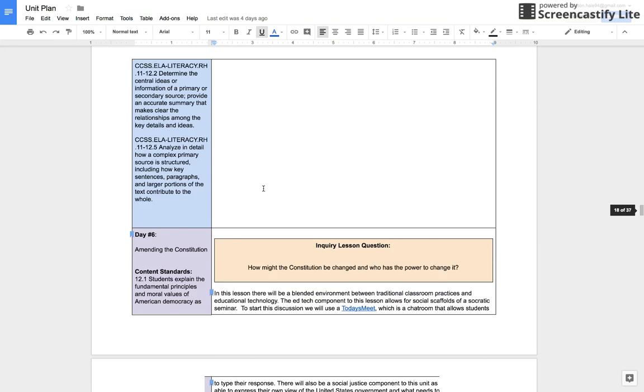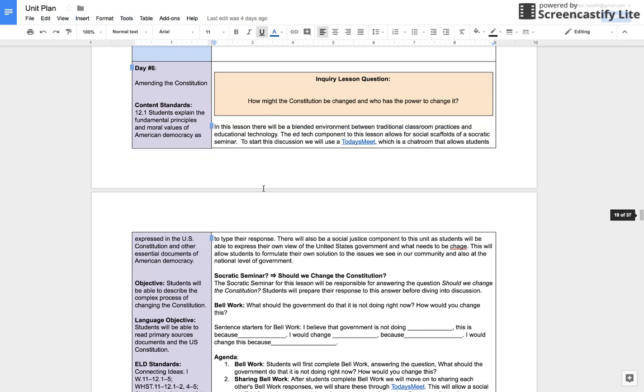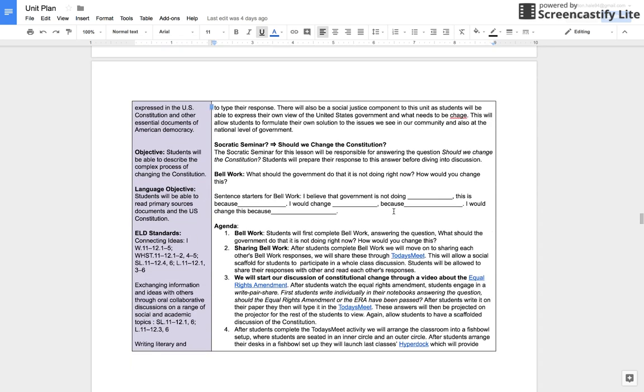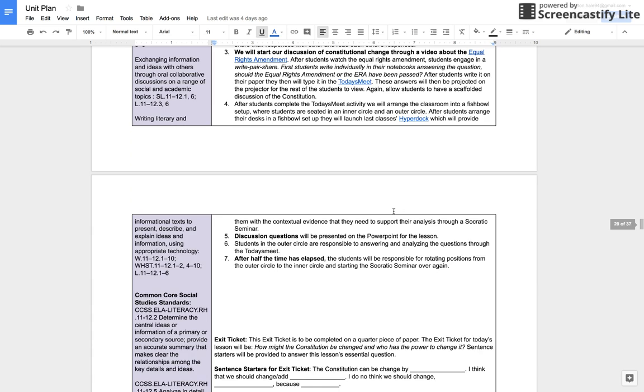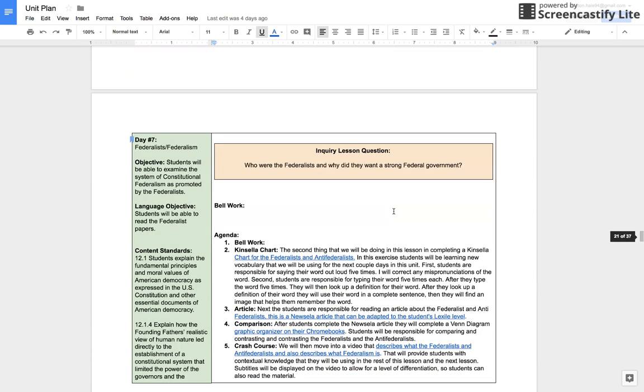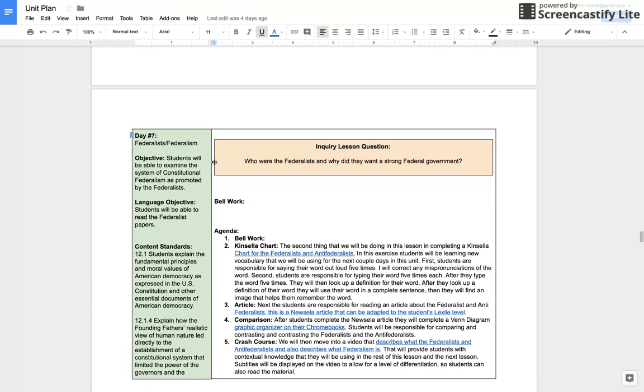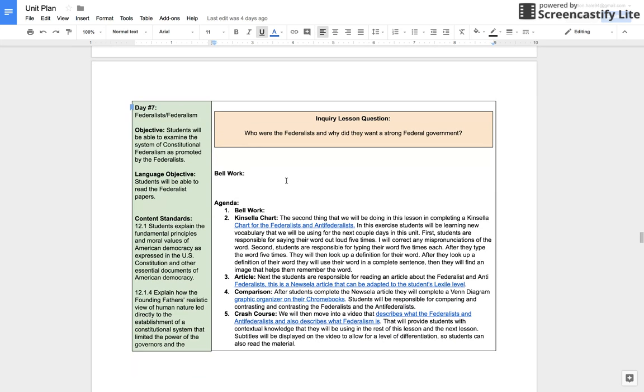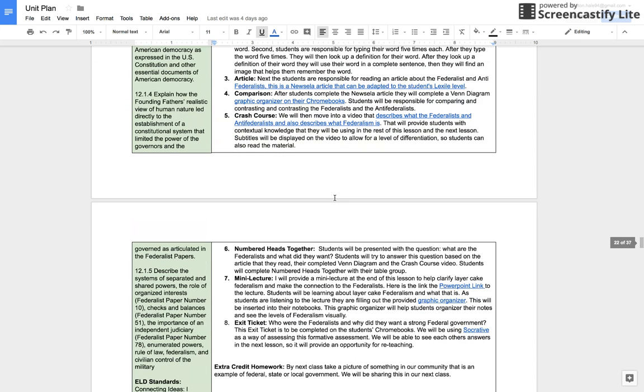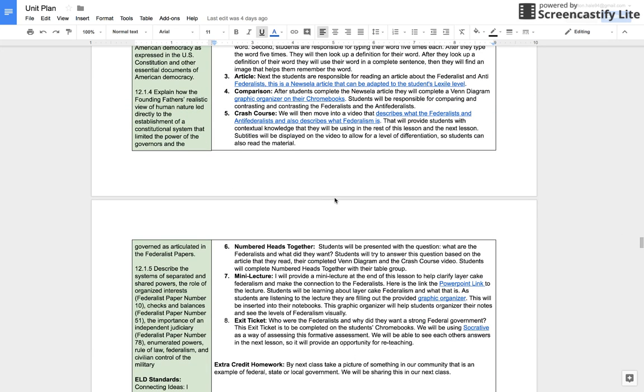If we keep on scrolling down, we see day 6 is how might the Constitution be changed? Again, on one of those shorter days, talking about the Equal Rights Amendment. Day 7, who were the Federalists and why did they want a strong government? Kinsella chart, accessing that prior knowledge and also building vocabulary.